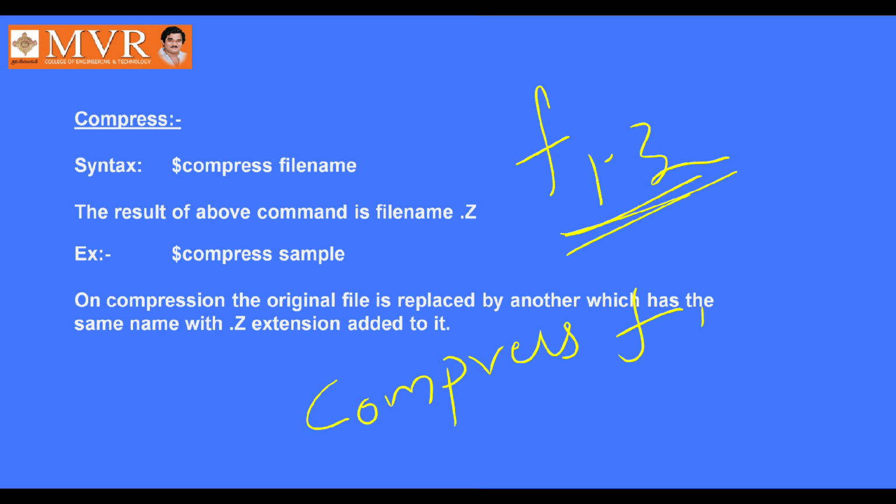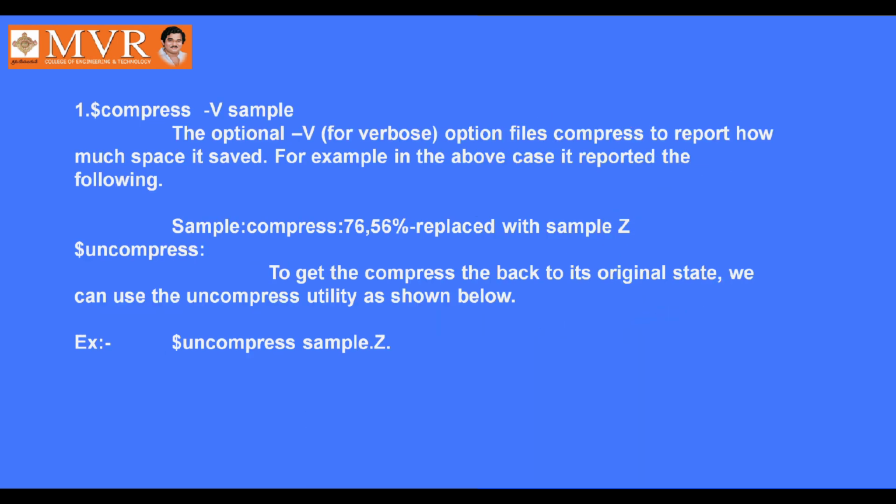And the normal cat command cannot display the contents of f1.z. For normal files you can use the cat command, but when you compress a file, the extension is changed, so the normal cat command cannot display its contents. So what we need to do is use zcat. Whenever you want to display the contents of a file compressed by the compress command, you need to use zcat. The normal cat command cannot display it.